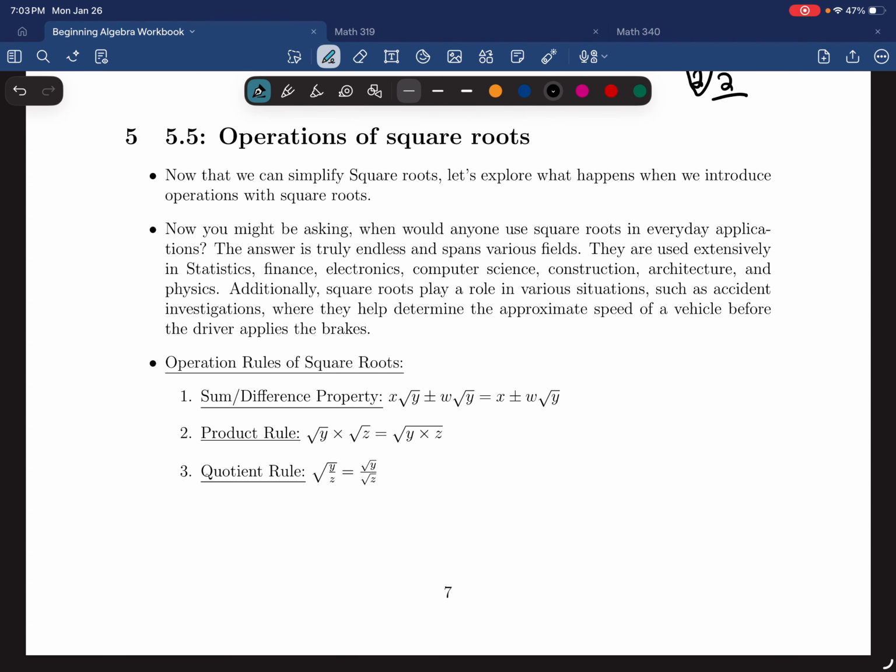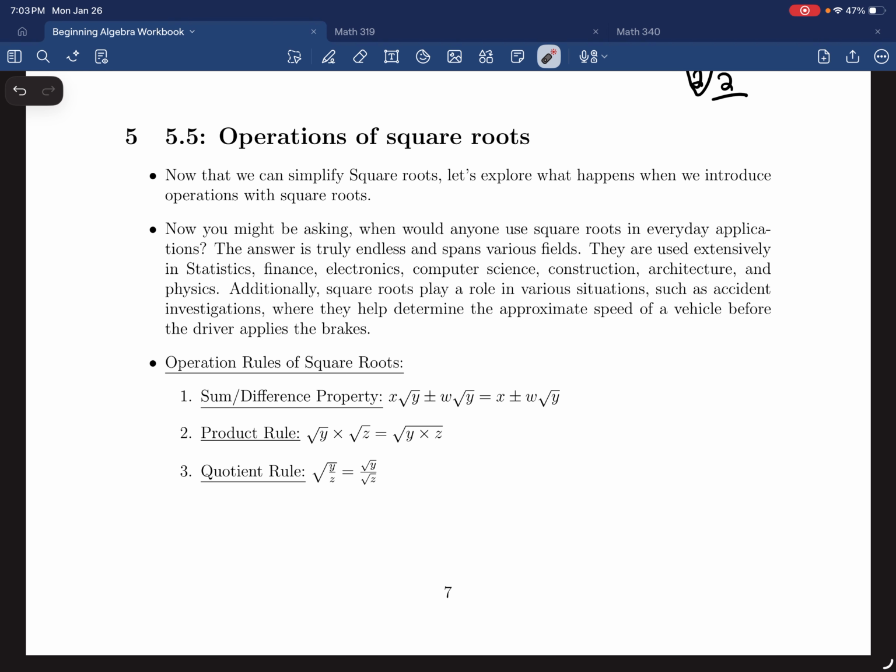But before we get into some operations, let's talk about a couple of operation rules. The first is the sum and difference property. Basically, if you're adding or subtracting square roots, you need the same term. So in this case, we have x times the square root of y plus w times the square root of y, or minus w the square root of y. In essence, you need to have the same square root.